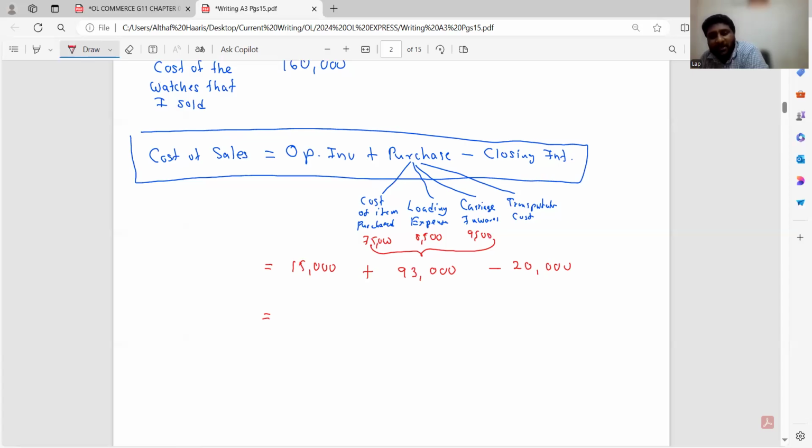Children, don't make casting errors. Don't make calculation errors. How much is that? Cost of sales. Cost of sales. 88,000.